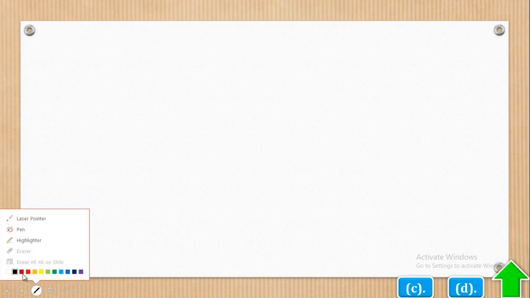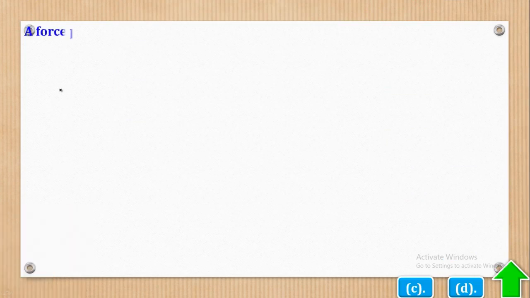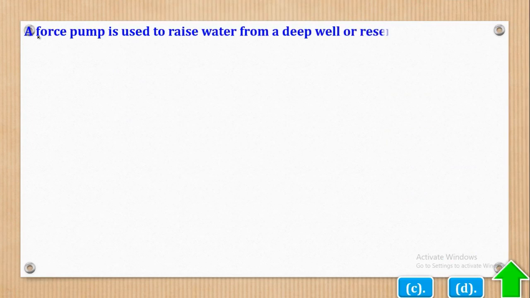So now that you have drawn the diagram, let's go to the theory part or the explanation part. So first of all, you need to know what a force pump does. A force pump is used to raise water from a deep well or reservoir to a storage tank.